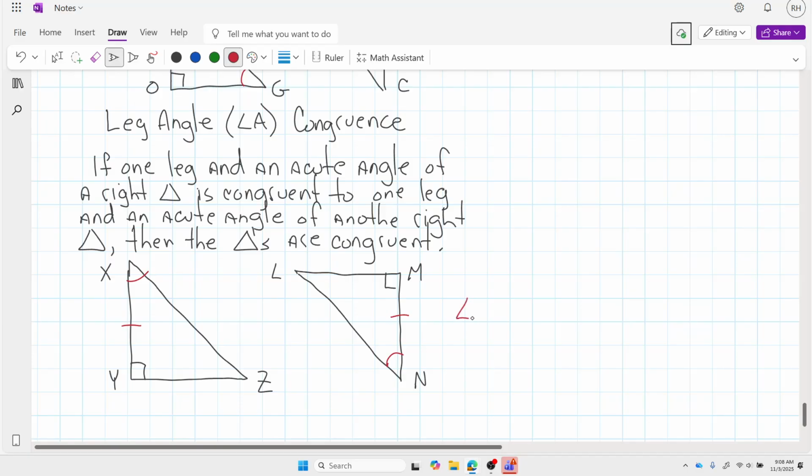So we got triangle ZYX congruent to triangle. First letter in the second description. L, right? And then what? L, M, and N.